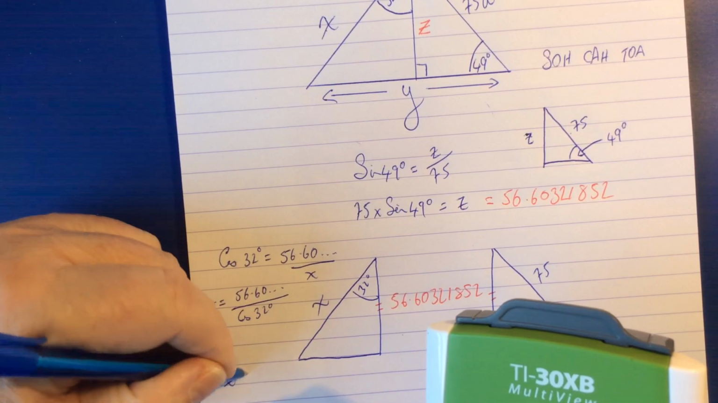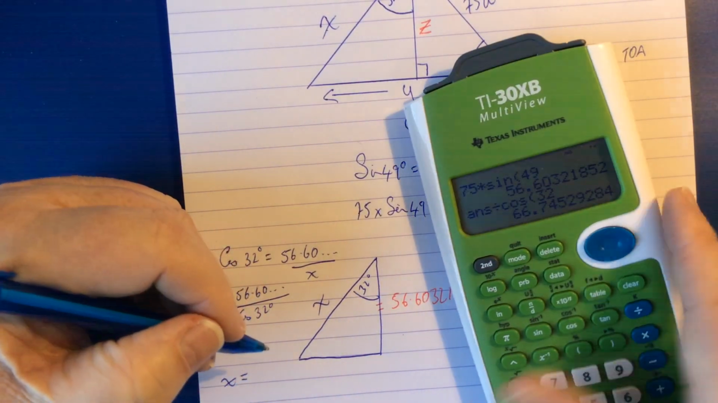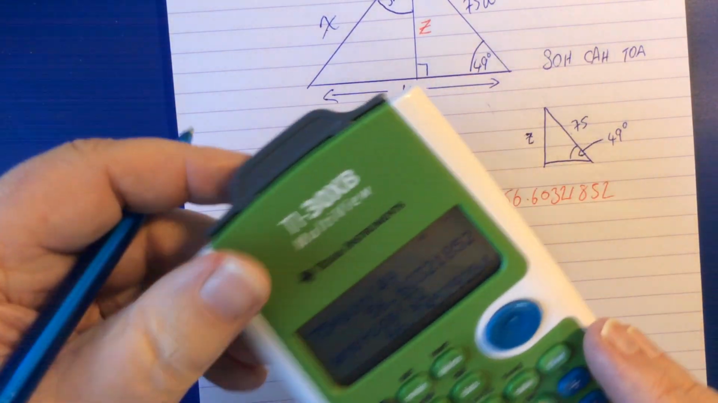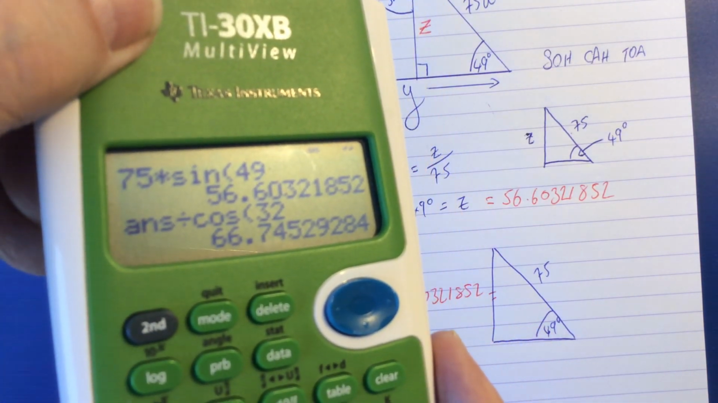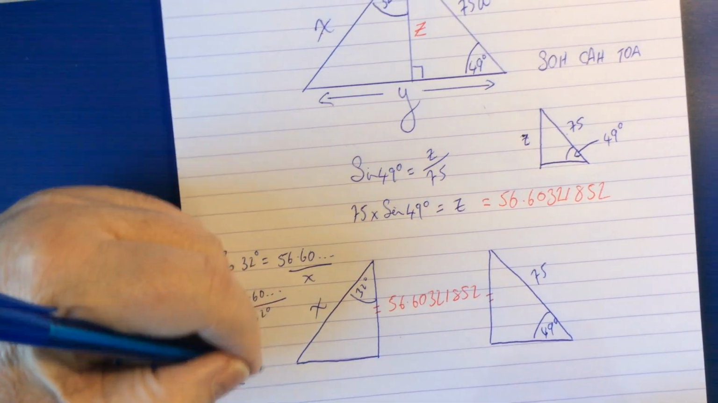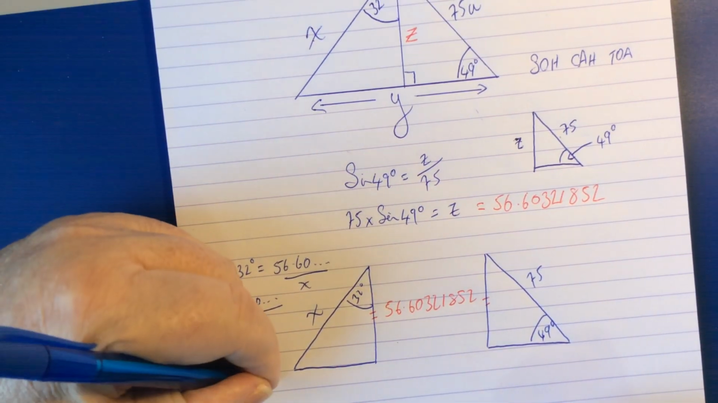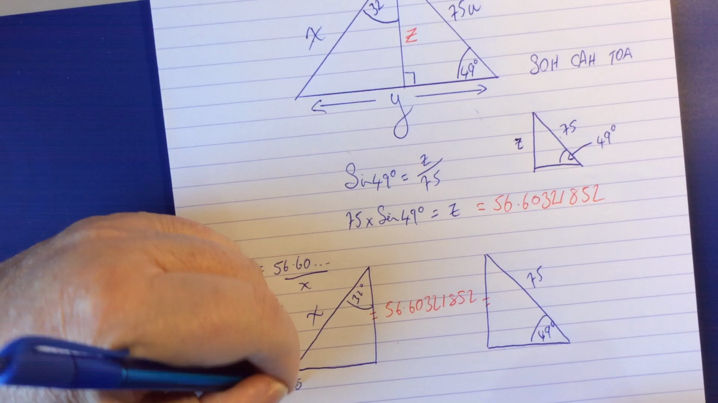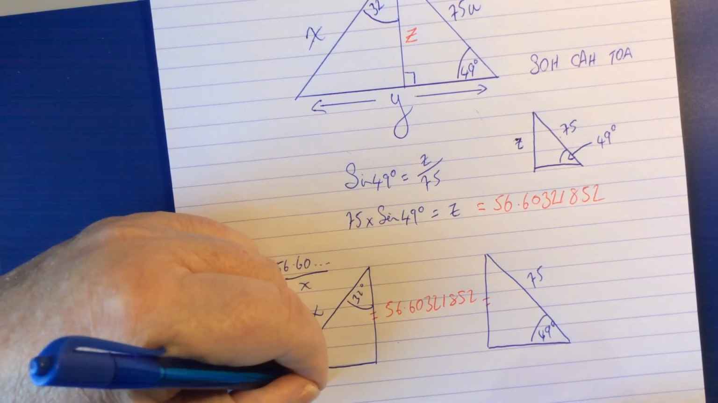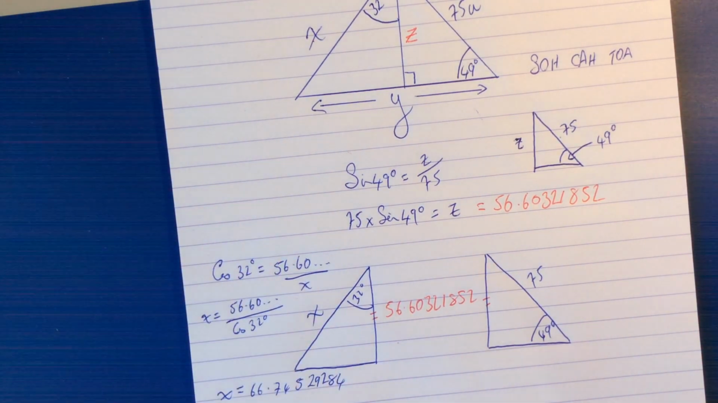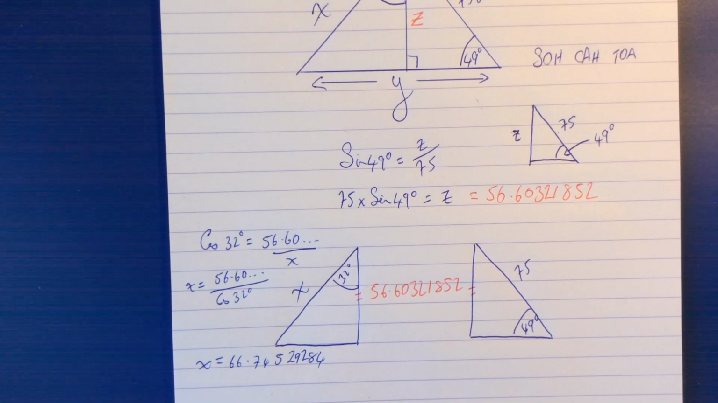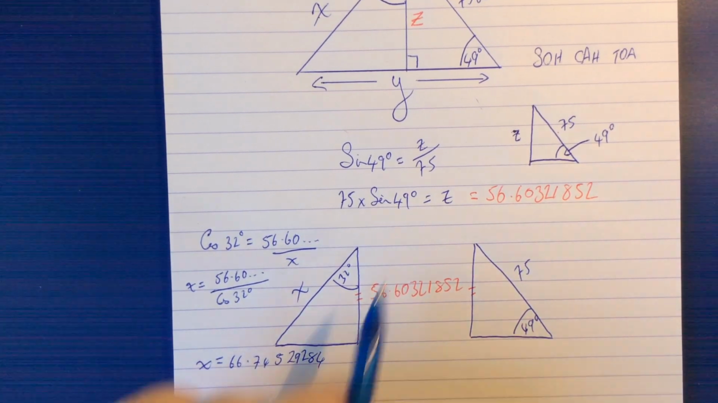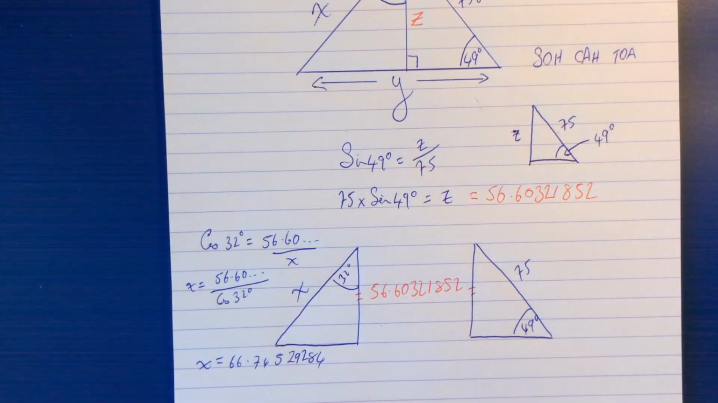So x is equal to, I'll leave that down there. Is that visible to you? I just need to get that into the light for you. There you are. X is equal to 66.74529,284 units. We don't know what they are. Now, we're in possession of everything we need to find y.